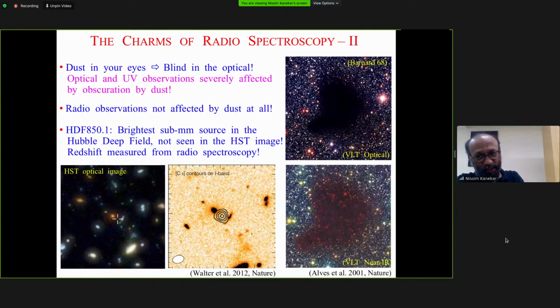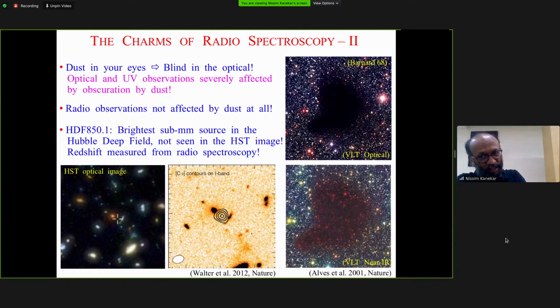This is a VLT optical image, and you can see this rich region full of stars over here, and then this completely black region over here. And you would say, what on earth is this? This is a hole in the Milky Way, which has no stars. But then if you go and observe this in the near infrared, again with the VLT, you can just about see very faint emission from objects in this region. And these objects are actually really bright stars. All that's happening is that this region is enshrouded by a cloud of dust, by a molecular cloud, which contains a ton of dust. And that dust is basically obscuring light from the background stars.